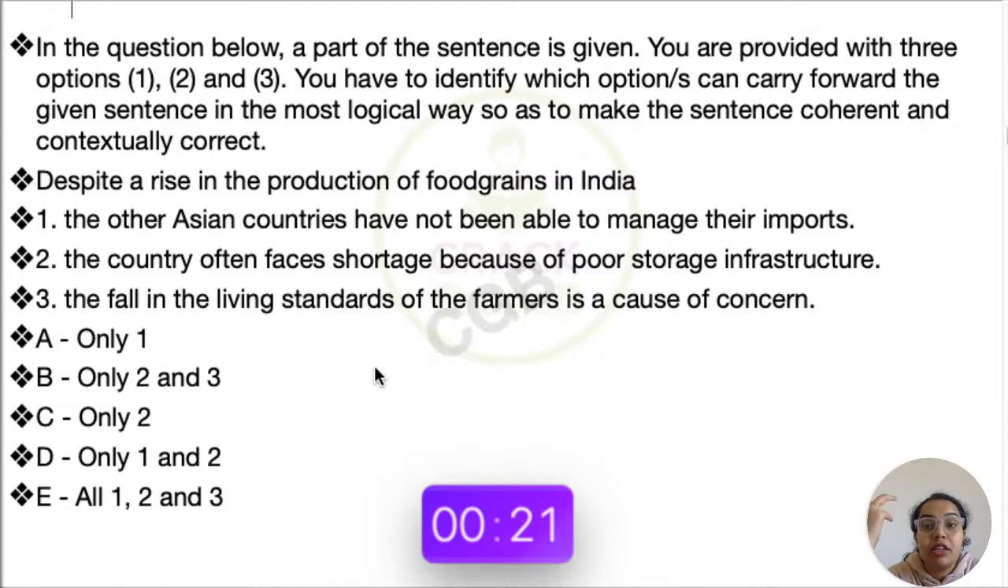This is like a mix of comprehension and grammar. You should know the grammar, of course, to attempt such questions. Plus, you should understand the type of information we are adding.